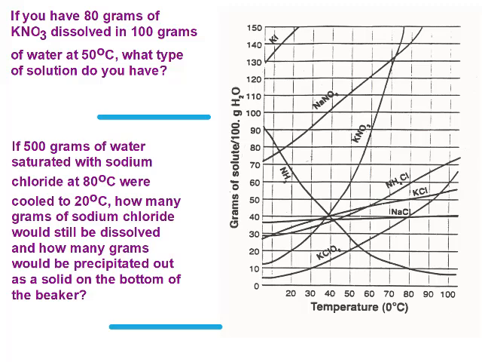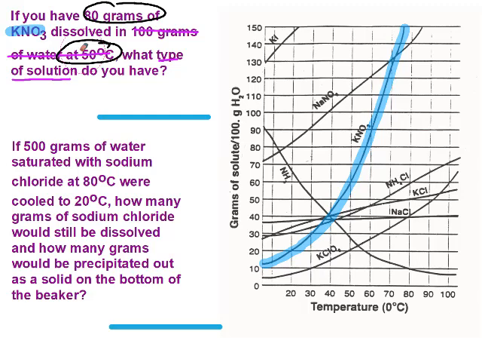The next type of problem that you could see is when it says, what type of solution do you have? We're looking for, is it a saturated, unsaturated, or supersaturated solution? So we find the line we're talking about. We're talking about KNO3. And then it says we have 100 grams of water, so we can ignore that. 80 grams at 50 degrees Celsius.